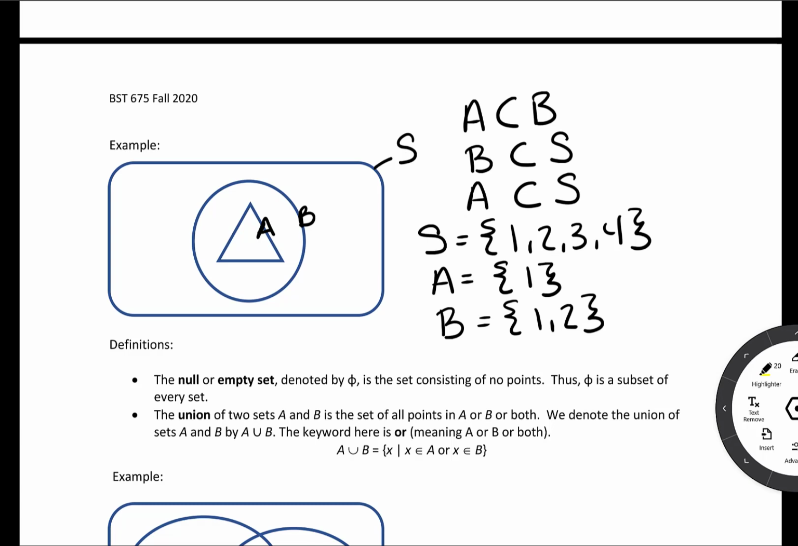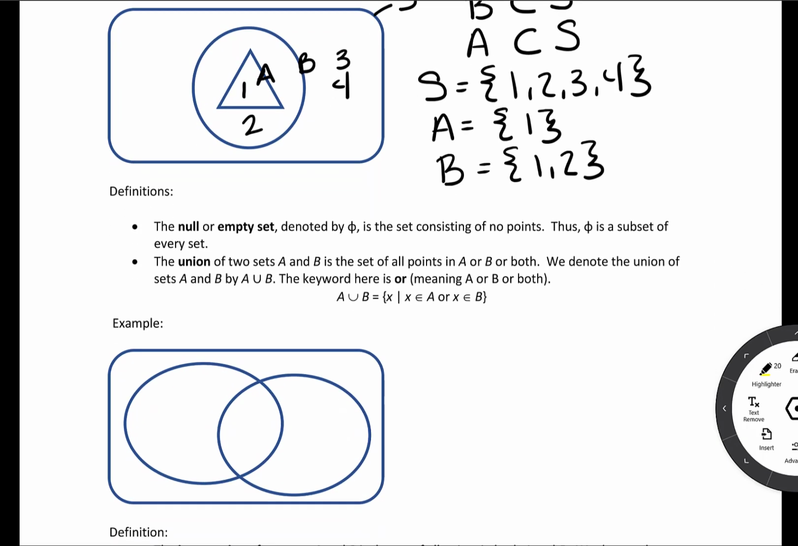So if we wanted to add those numbers to our Venn diagram, we could do it this way. We could put the number 1 inside of the triangle, put the number 2 outside of the triangle but inside of the circle. So notice inside of the circle we do have the numbers 1 and 2, and then 3 and 4 will be outside of the circle but inside of the universal set.